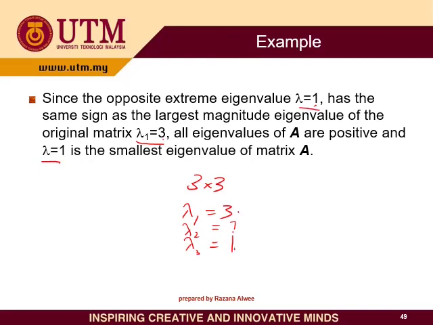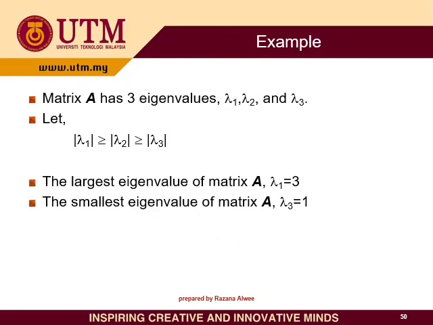Based on these two, we have found our lambda 1, the biggest one, and the opposite extreme eigenvalue, which is 1, and we can find our lambda 2. How do we find lambda 2? Because we have a 3 by 3 matrix, we should have lambda 1, lambda 2, and lambda 3. We already found lambda 1, the biggest one, which is bigger than lambda 2 and bigger than lambda 3. We found lambda 3, which is 1. So how do we find lambda 2?